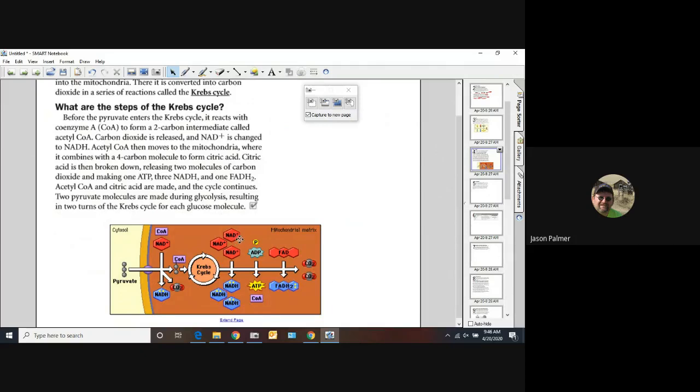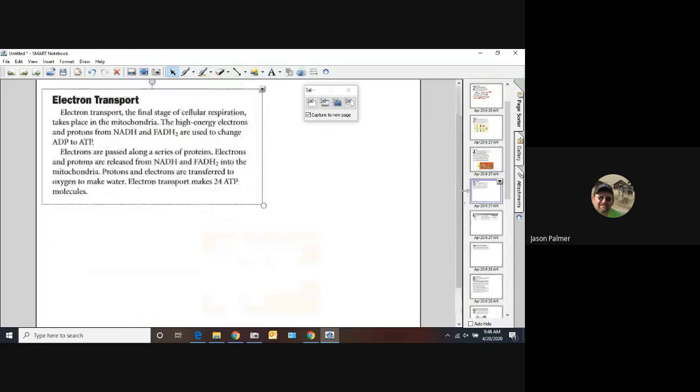Okay. Now what it shows, those 2 little dots, each of those dots represent electrons. Now, that's going to be setting up for the next part, which is the electron transport. So electrons are passed along a series of proteins. Electrons and protons are released from NADH and FADH2 into the mitochondria, and that's going to make ATP.